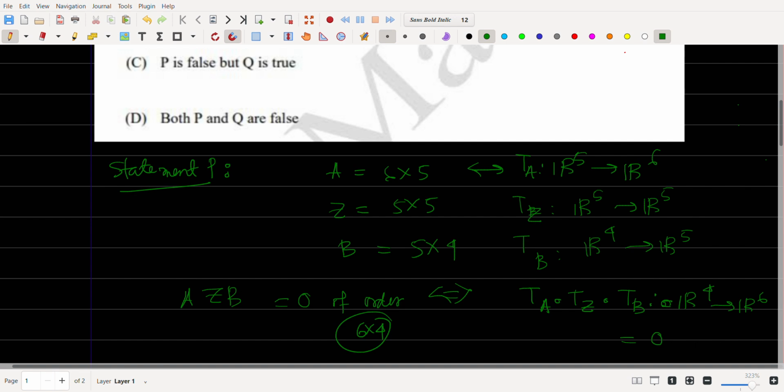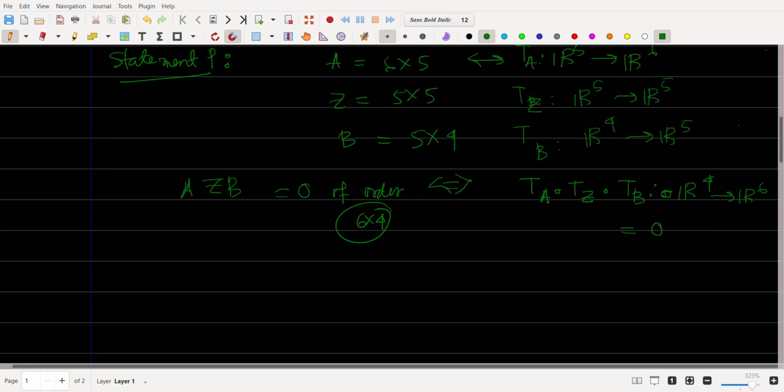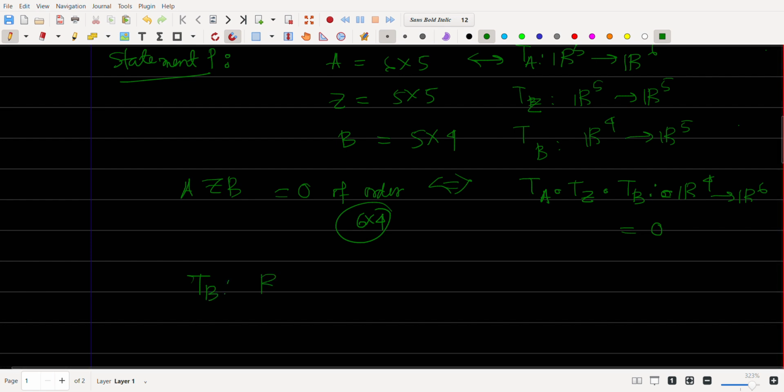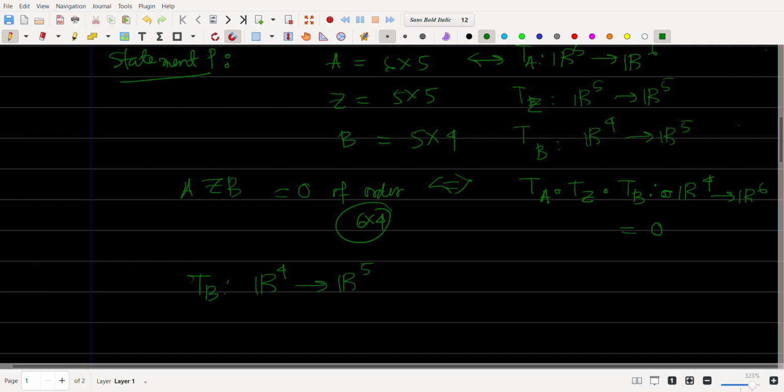Now we need to find this Z, right? The question is saying that if A and B are two non-zero matrices, then we can find some Z satisfying this condition. So correspondingly, given two linear maps TA and TB, we need to find a linear map TZ from R5 to R5 such that this composition is the zero linear map. Now it is quite simple. How do I do that? TB is a linear map from R4 to R5, right?